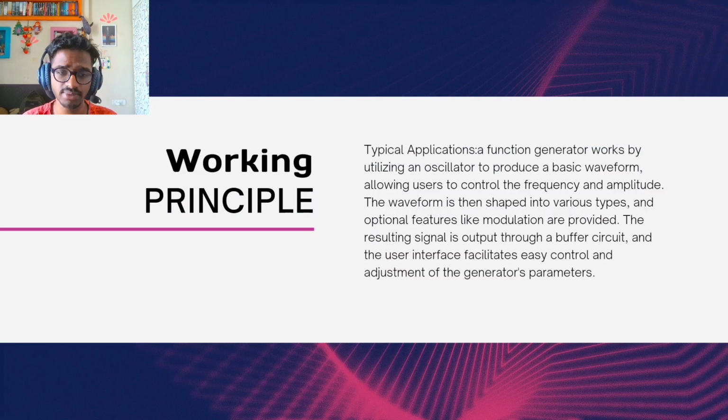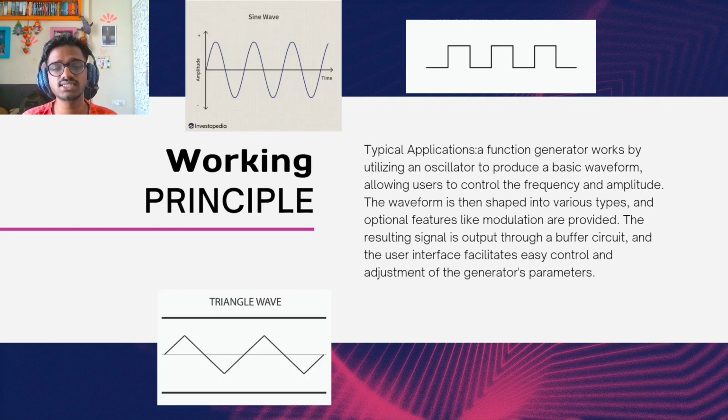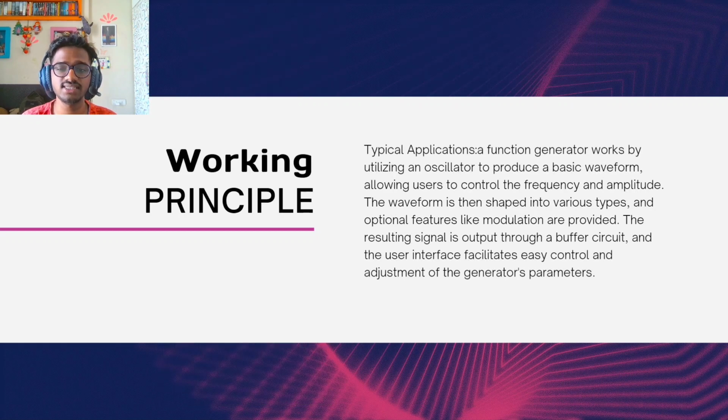Moving on, the working principle of function generators. A function generator operates by using an oscillator circuit to produce basic waveforms like sine, square, or triangular ones. Users control parameters such as frequency and amplitude on the device's interface, allowing for versatile signal generation in electronic testing and experimentation. The generated waveform passes through shaping circuits and an output buffer, providing a controlled output for various applications.